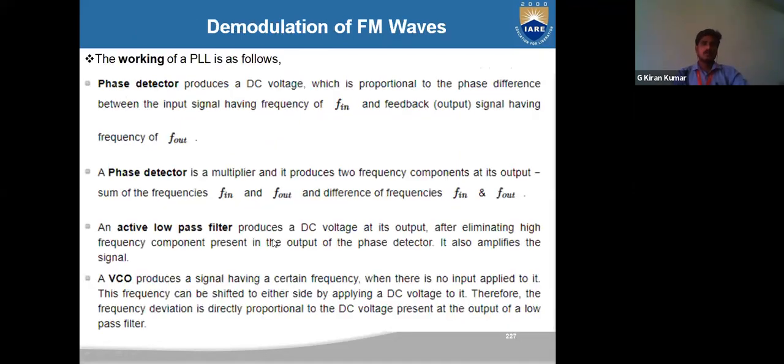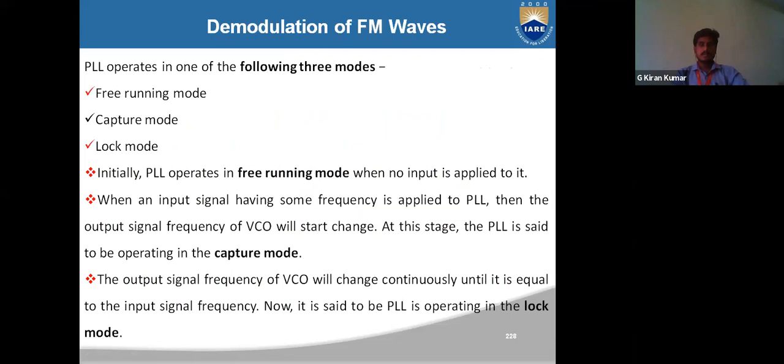Now coming to the demodulation of FM wave using PLL, that is the PLL operating modes. We have three different modes of operation in PLL. Now let us see them one by one. The first one is the free running mode.